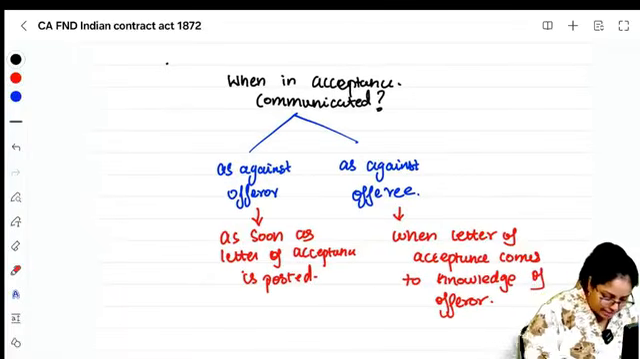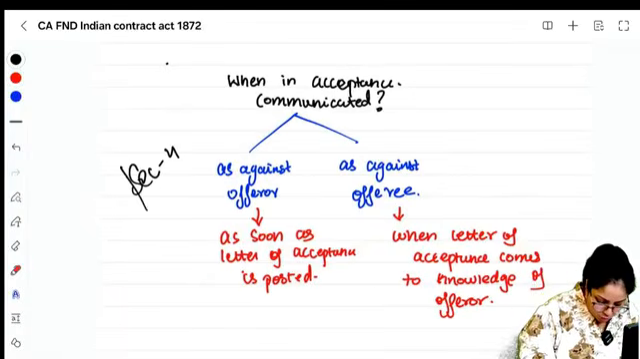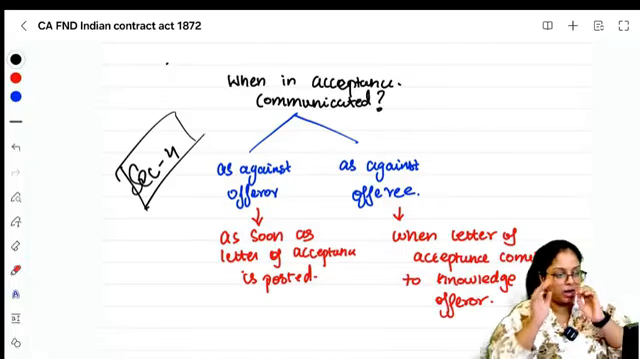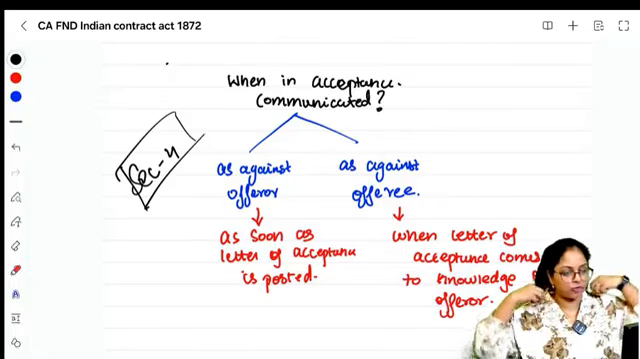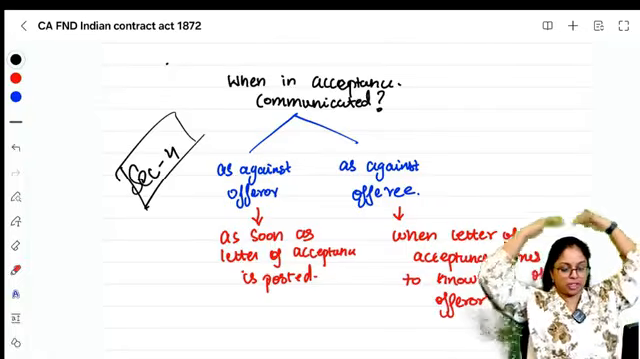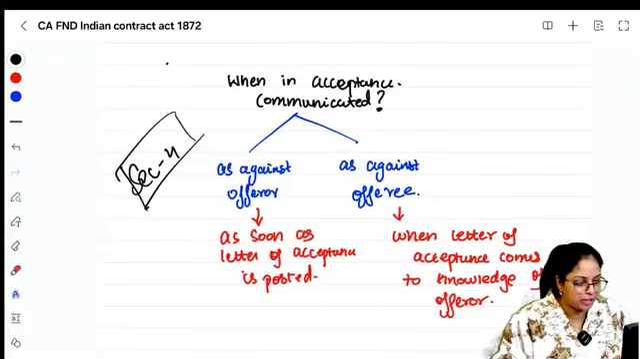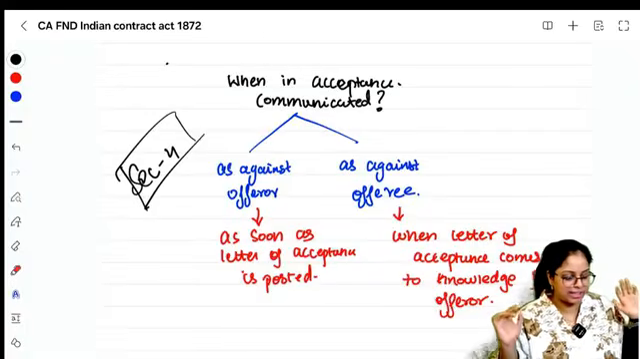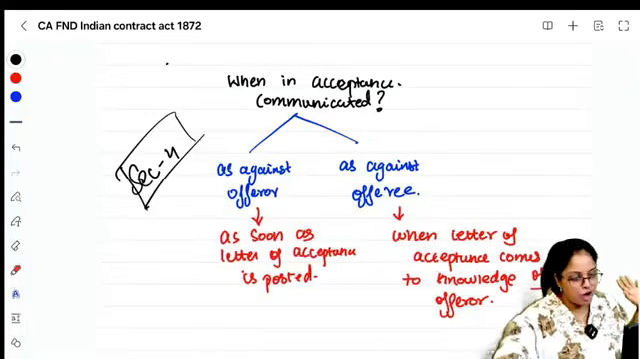Is this clear? This is your entire section number 4. If you want, take a screenshot. Is it clear? For offeror 10th of March, for offeree 15th of March. Anirudh, excellent. Good, great. If you want, just take a screenshot. This is your entire section number 4.